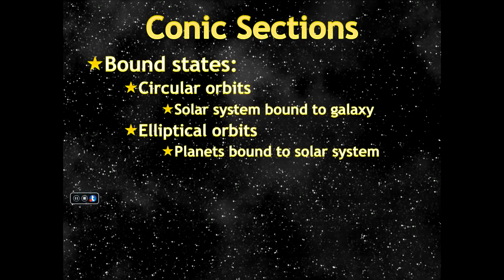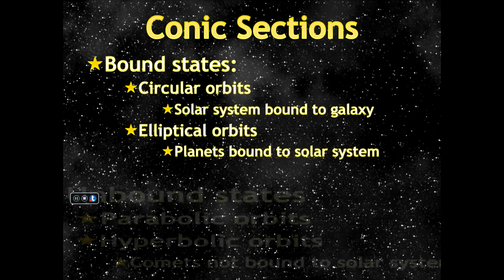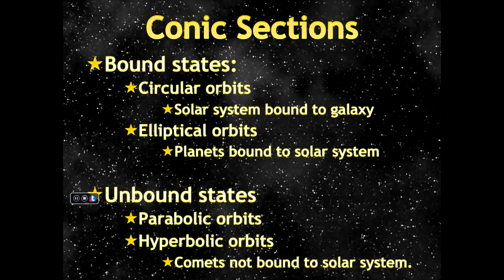So the sun has a fairly circular orbit around the galaxy. Some planets have fairly circular orbits. All planets have elliptical orbits. They are bound within the solar system. For unbound states, we have parabolic and hyperbolic.